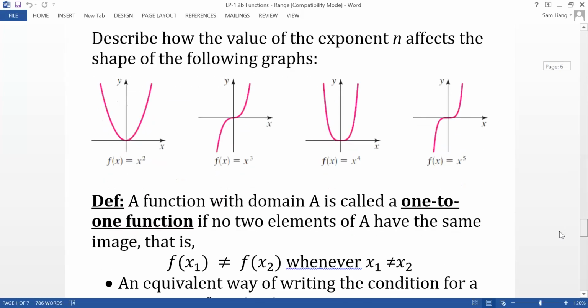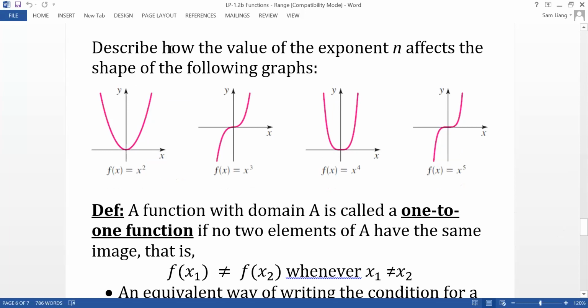Okay, so we're going to briefly talk about power functions. This question here is: describe how the value of the exponent n affects the shape of the following graphs. I know this is kind of a tangent because it doesn't really have to do with the range of functions, but we are going to use concepts discussed right now for range. These are graphs in which we can see that the range is different for each graph, but I'm going to also relate it to power functions.